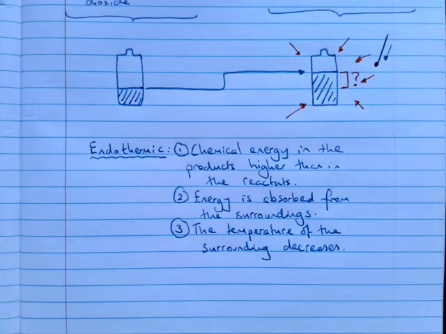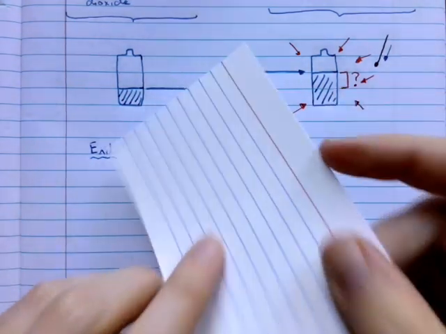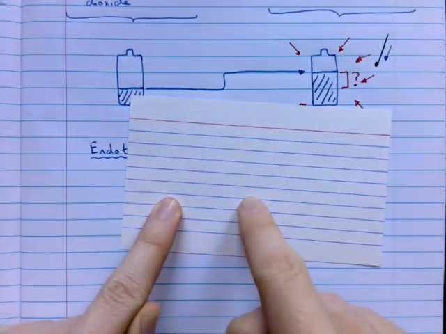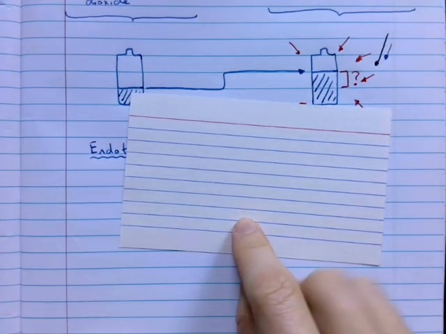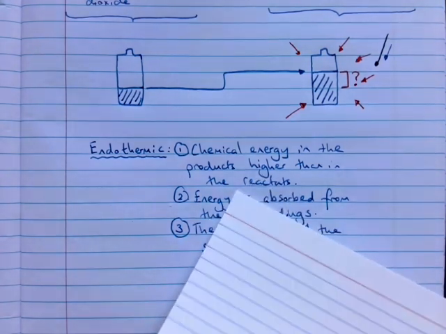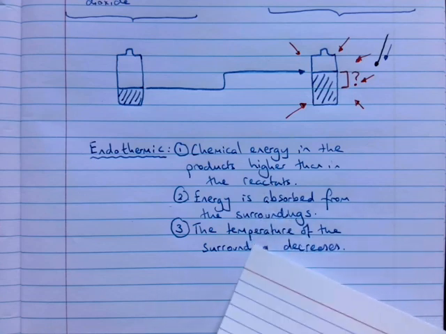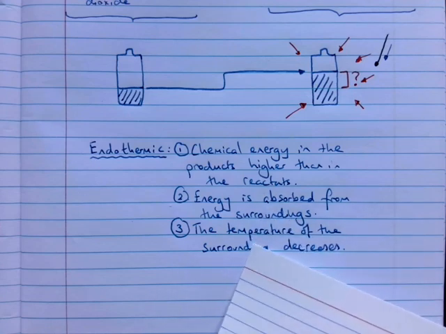So those are the two different types of energy changes that you need to know about for chemical reactions: exothermic and endothermic. So I would recommend on a flashcard giving yourself exothermic reactions, and then the three different points that I've made here about exothermic reactions, because you need to know all of these different things. You need to know about the relative amount of energy, you need to know about the direction that the energy moves in, and the temperature. Okay?